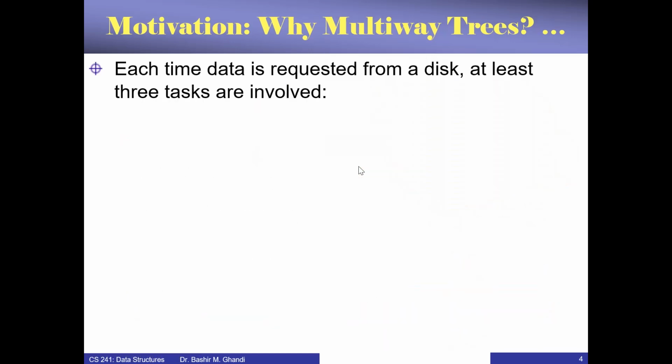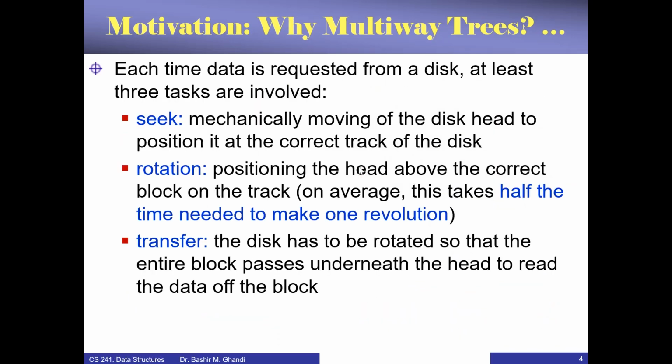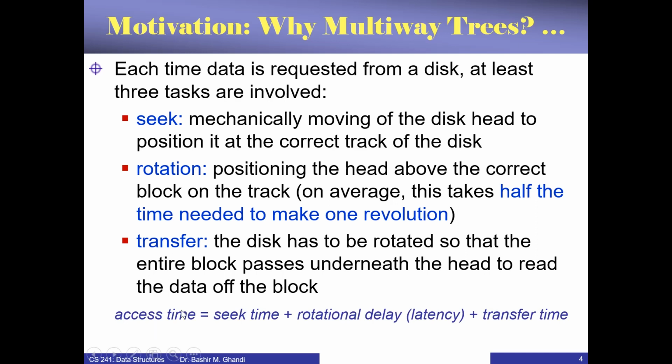All these three components, if you add them together, give what we call access time, the time needed to access the data, either to read the data off the disk or to write the data to the disk. So it involves seek time plus rotation time plus transfer time.